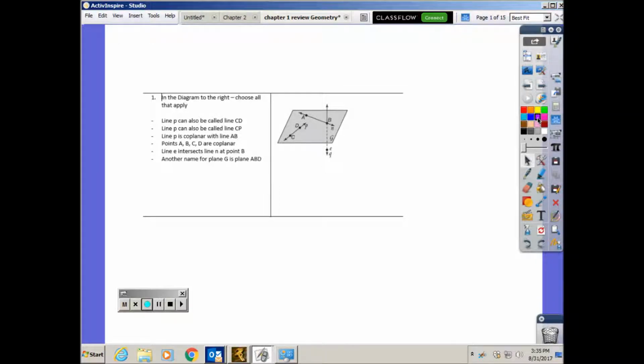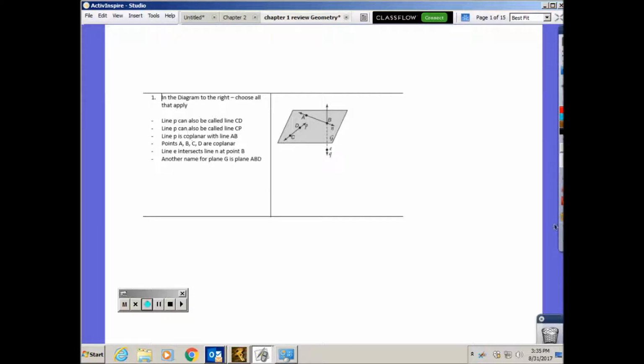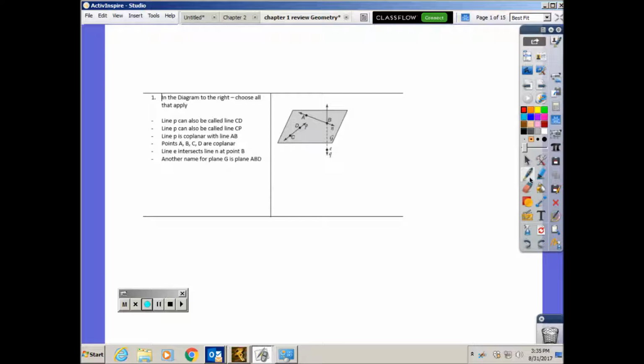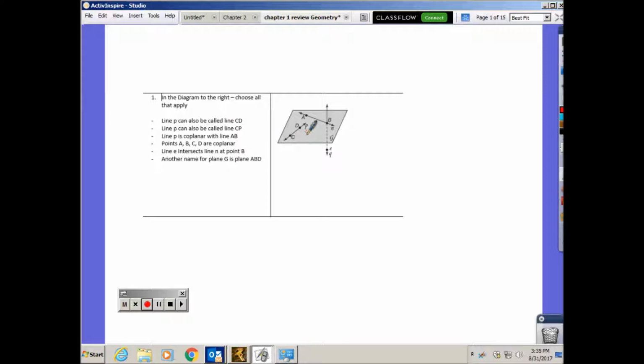So in the diagram to the right, choose all that apply. Line P can also be called line CD. And I can see here that line P can also be line DC. It can also be CD. So that's a check. Line P can also be called CP? It cannot, even though line P has the lowercase cursive p, that does not indicate a point.